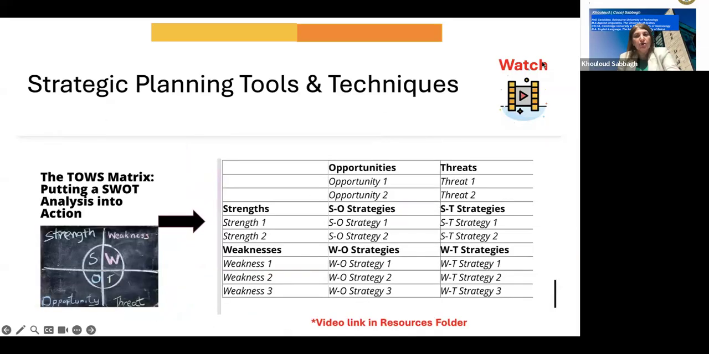Basically, I'm not going to go through these in detail, but these are some examples of how a table might look with your TOWS matrix. When you put the SWOT into action, right? You might have opportunity 1, opportunity 2, threat 1, threat 2. So you tabulate all your information. If you have a strength and an opportunity together, that's great, right? Strength and opportunity together is fantastic.